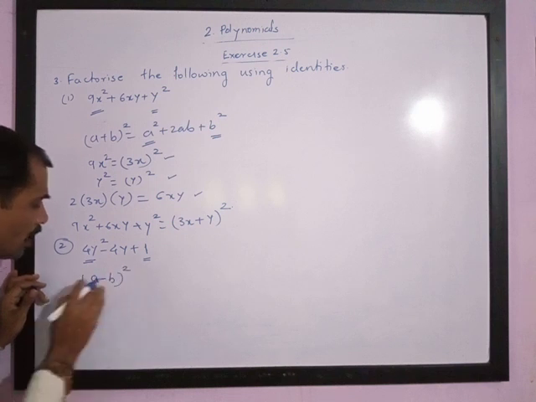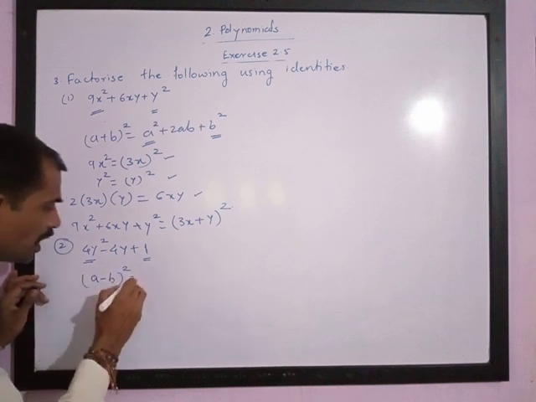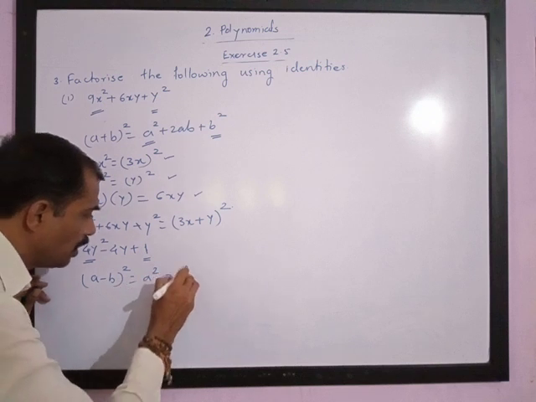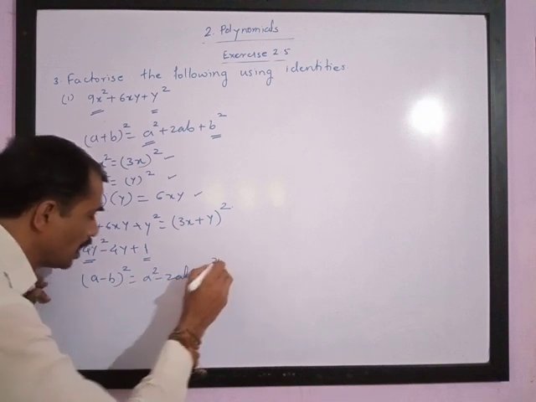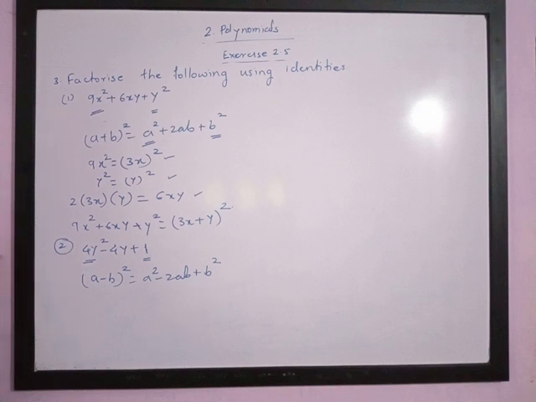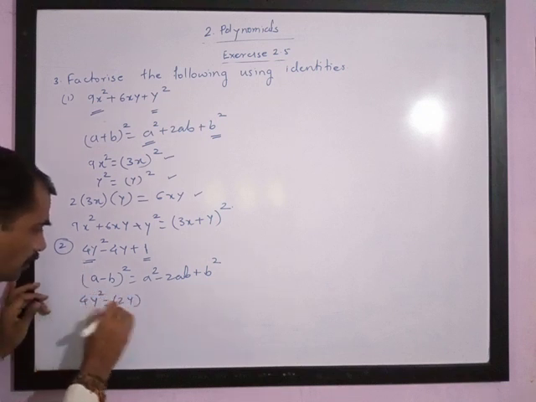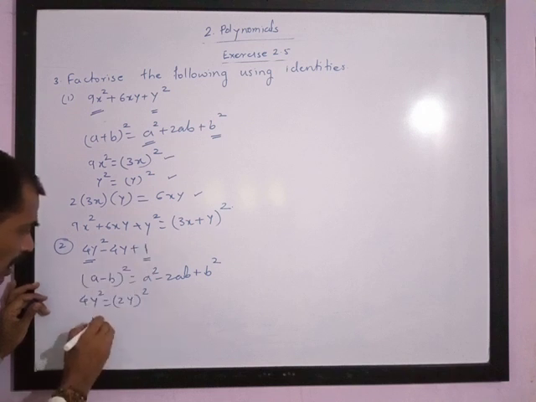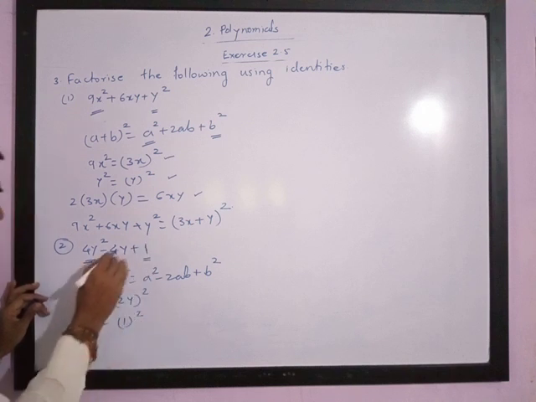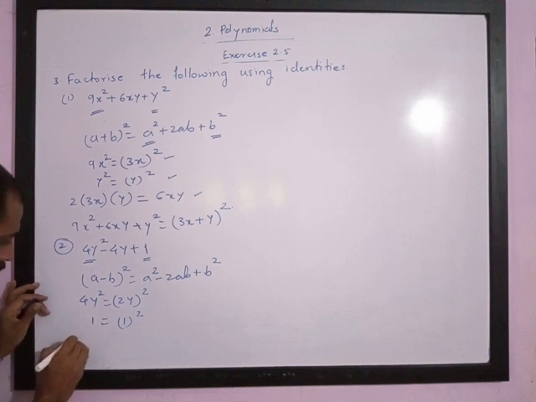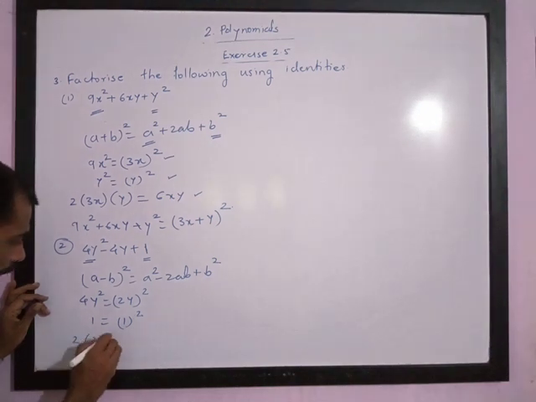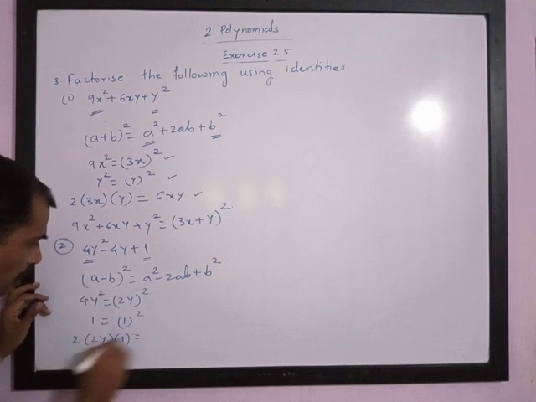Let us check. Here we have (a minus b) whole square is equal to a square minus 2ab plus b square. Let us check whether it is possible or not. So 4y square is a perfect square of 2y. Then 1 is a perfect square of 1, and let us check whether we get the middle term or not. 2 multiplied by 2y into 1 is equal to 4y.